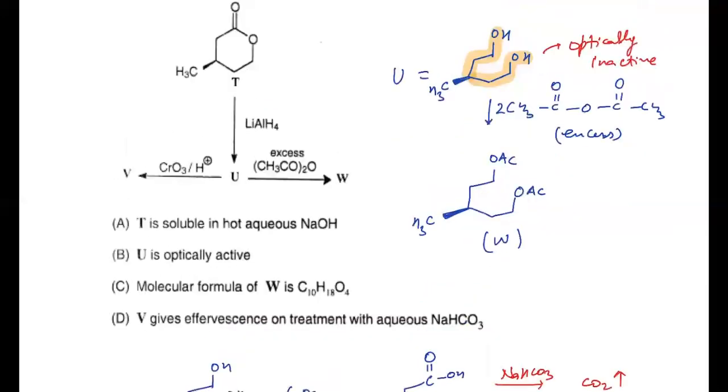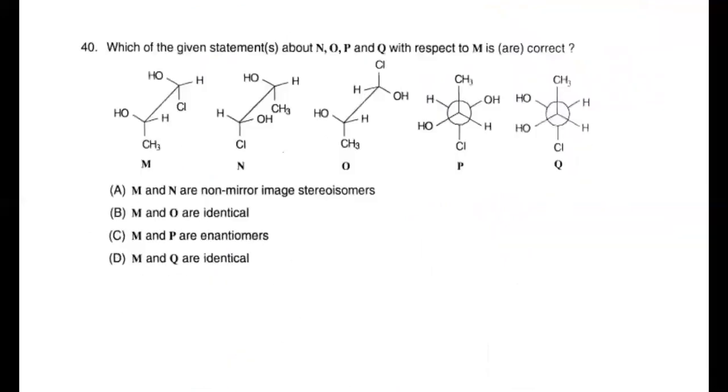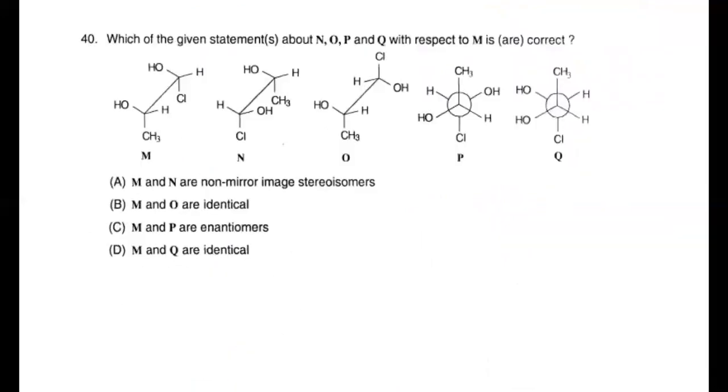Now to the last question of this series. This is question number 40. It's given, which of the given statements about N, O, P, Q with respect to M are correct? So you have to compare these conformers, which are same, which are different, which are enantiomers and all that. So it will be good if we compare it with similar types of arrangements or similar types of configurations. In the first option it is given, M and N are non-mirror image stereoisomers.